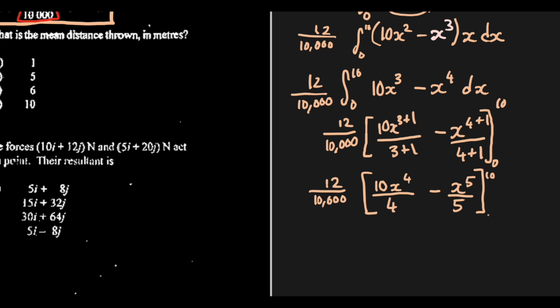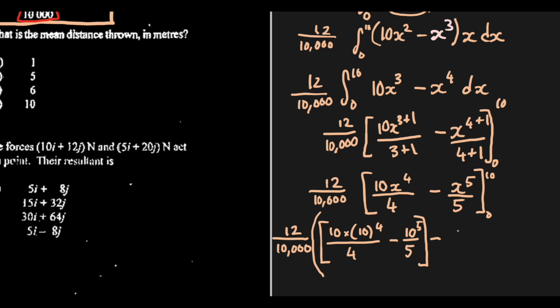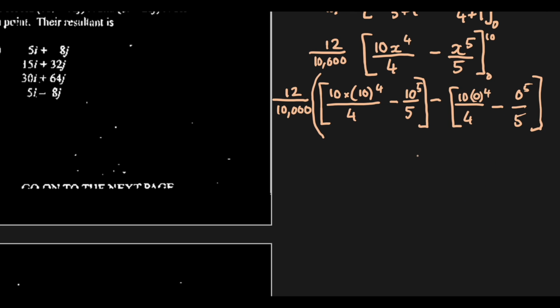So now I have to substitute with a 0 into this formula, and then subtract it when I substitute the 0. Okay, and when I'm done with all of that, multiply it by 12 over 10,000. So we'll have here x to the power of 4, we replace x with 10, so that would be 10 to the power of 4 over 4 minus, we go 10 to the power of 5 because we substituted x with 10, over 5. We subtract it from 10 times 0 to the power of 4 over 4 minus 0 to the power of 5 over 5. As I told you, this is a very lengthy question.